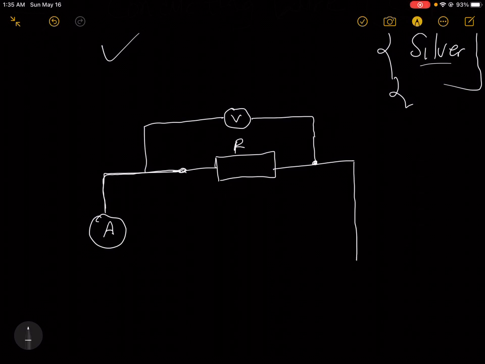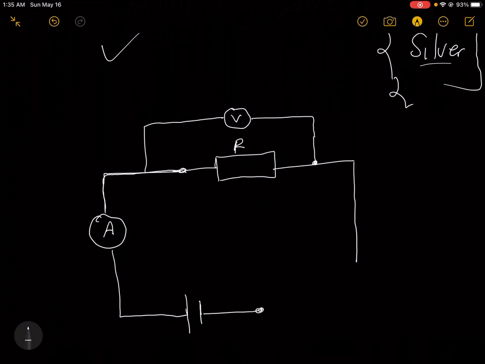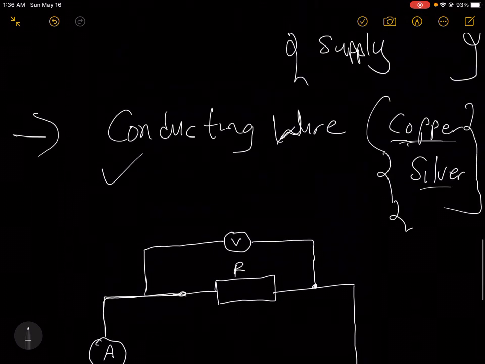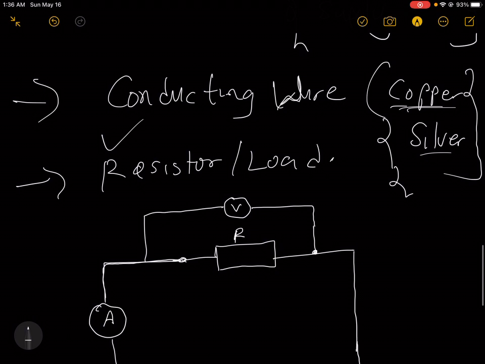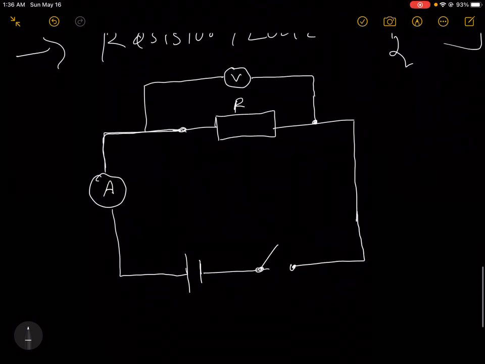Then we have a power supply, which is our battery. Then we have a switch here. It goes this way, right? Okay. So I forgot to add resistor. Let me add it here. Resistor or load. Let me call it load. Yeah. So now we can see from this simple circuit.